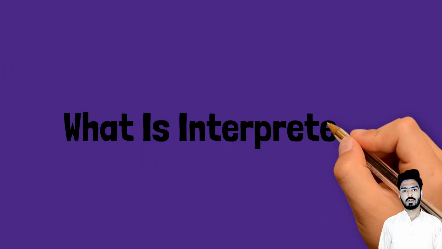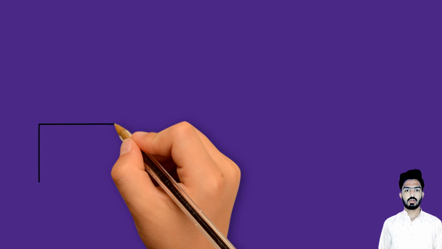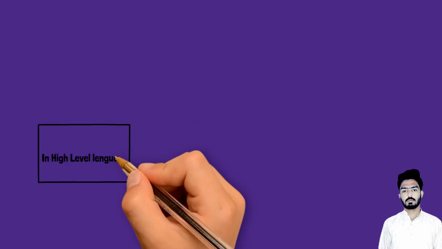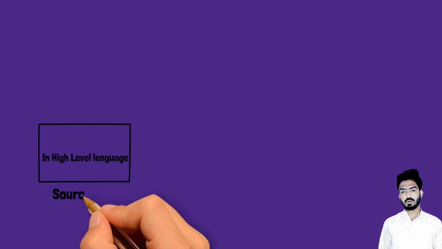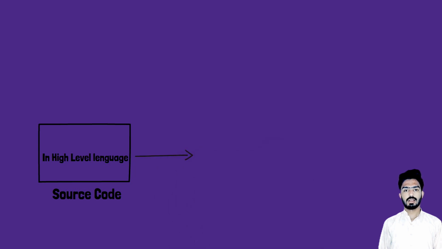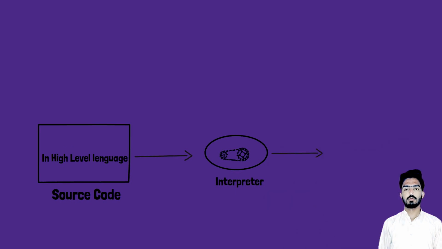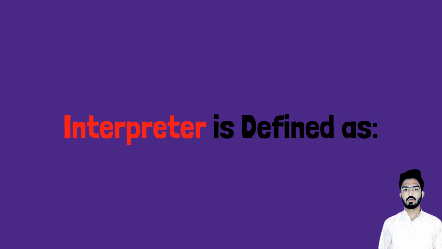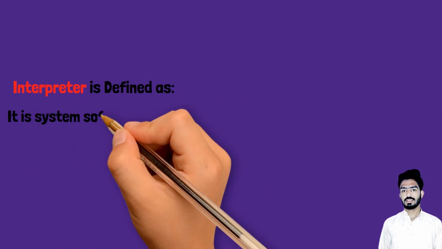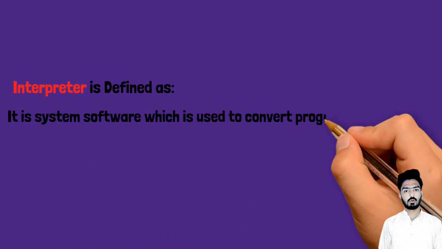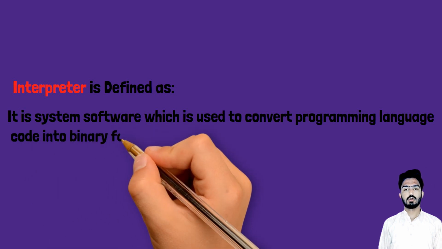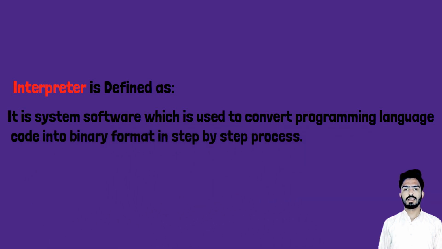What is an interpreter? Let's also see an example of it. Here we have source code written in any programming language. Here the interpreter directly converts it into an output without creating an object file like a compiler. So an interpreter is defined as system software which is used to convert programming language code into binary format in a step-by-step process, meaning line-by-line conversion of code.